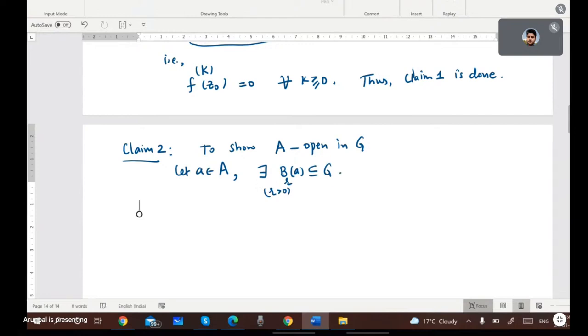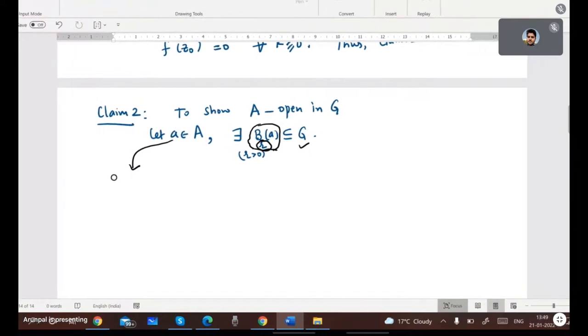So let me start with an arbitrary element, and I am to find out this R actually. I am to find out a ball. Finding R means to find a ball which completely sits inside G. Once it is shown, then it will be clear that A is open. So let's see how I am going to show you this.